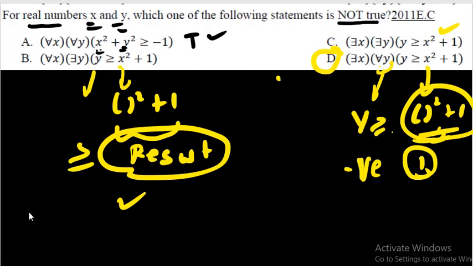Okay, so these are some of the questions prepared for today. Hopefully you have got some concept of how to solve them, how to connect logical connectives, and the concept that you learned.